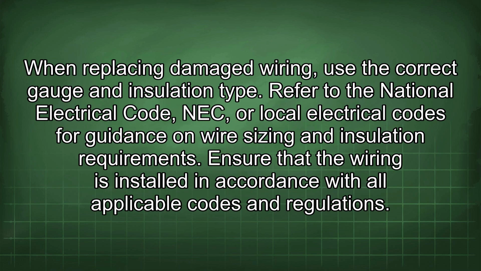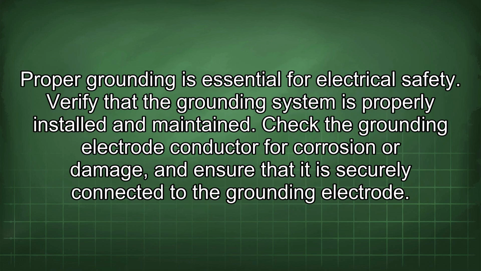When replacing damaged wiring, use the correct gauge and insulation type. Refer to the National Electrical Code, NEC, or local electrical codes for guidance on wire sizing and insulation requirements. Ensure that the wiring is installed in accordance with all applicable codes and regulations. Proper grounding is essential for electrical safety.